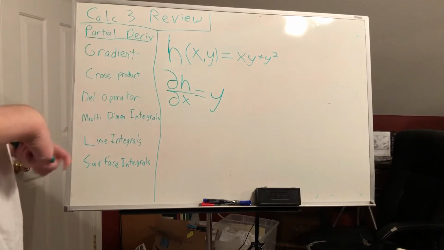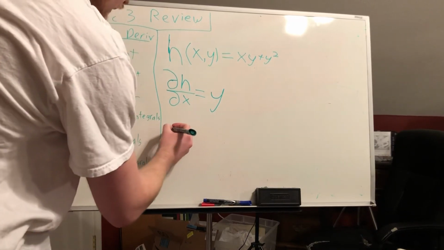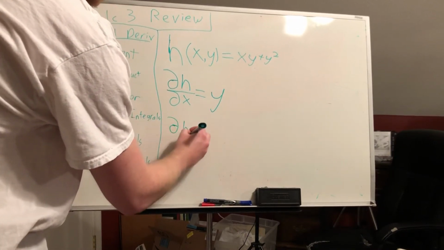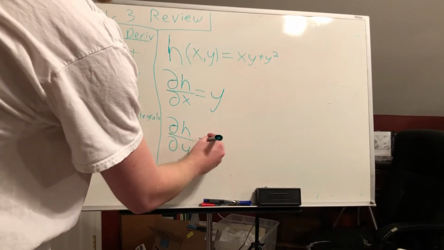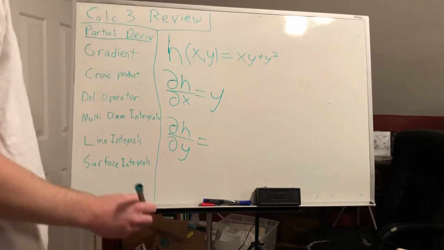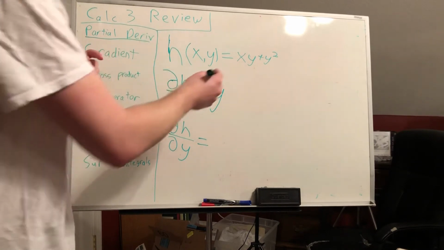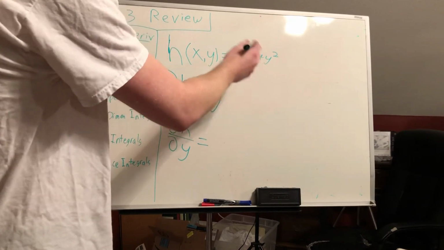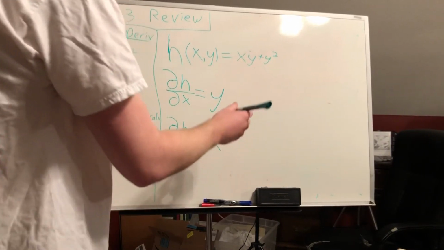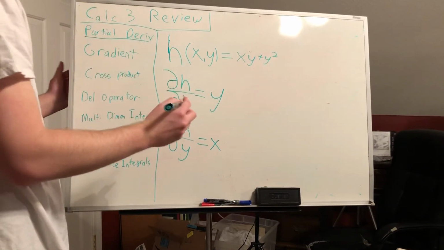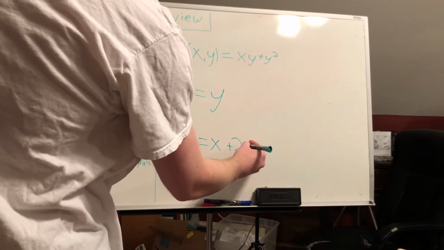The same way we could take the derivative of height with respect to y. This tells us how the height would change as we go in the y direction. If we do that, x is just going to be treated as a constant. So if we take the derivative of this first part, we would just get x. Then the derivative of the second part gives us plus 2y.